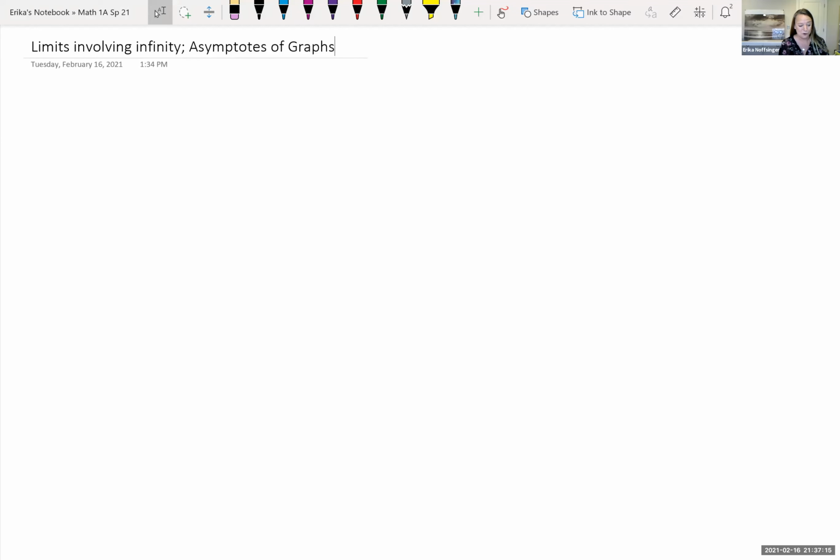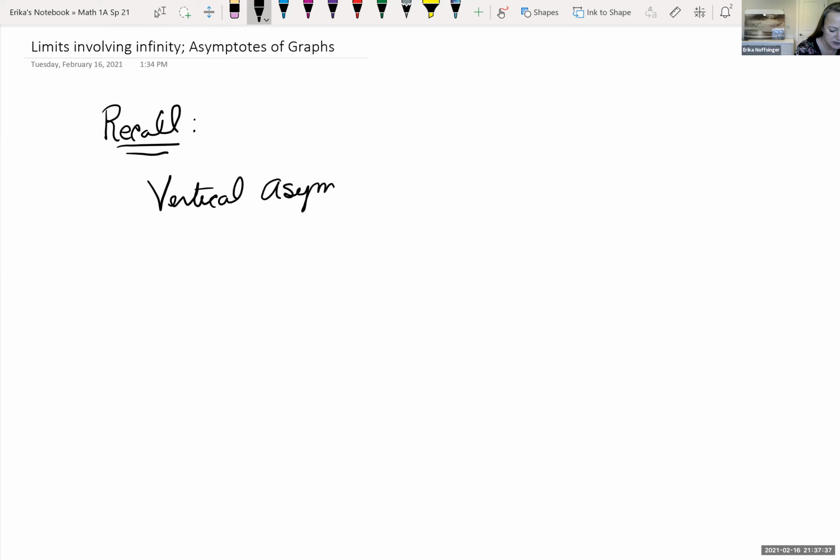Okay, so it will be helpful if you remember about asymptotes. Remember, you can have asymptotes when you have a rational function. So I just kind of want to recall the following. A vertical asymptote occurs when you're going towards some value of x and your graph either blows up to positive infinity or shoots down to negative infinity.